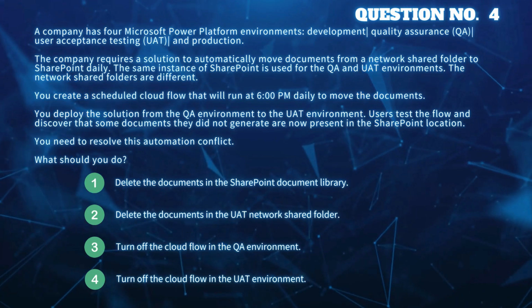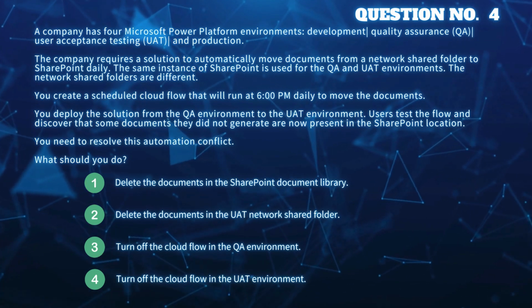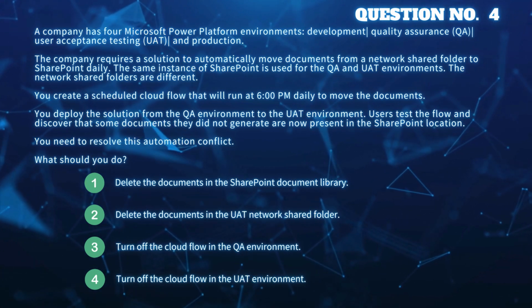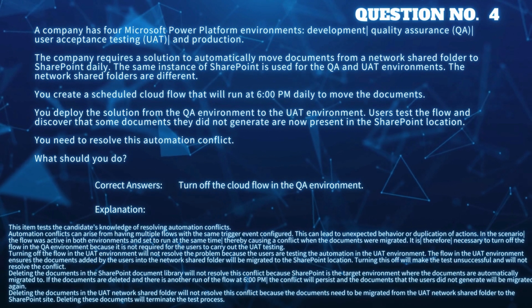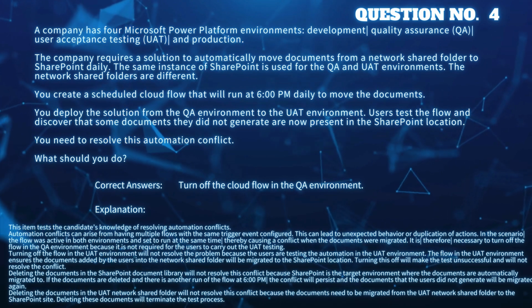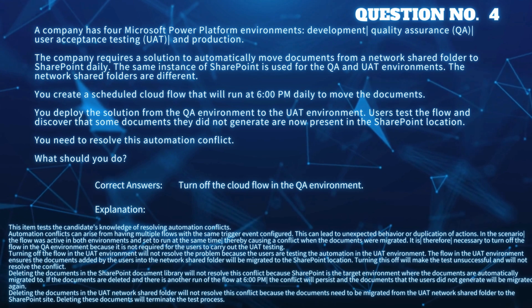Option 3. Turn off the cloud flow in the QA environment. Option 4. Turn off the cloud flow in the UAT environment. Correct answers: turn off the cloud flow in the QA environment. Explanation: this item tests the candidate's knowledge of resolving automation conflicts.